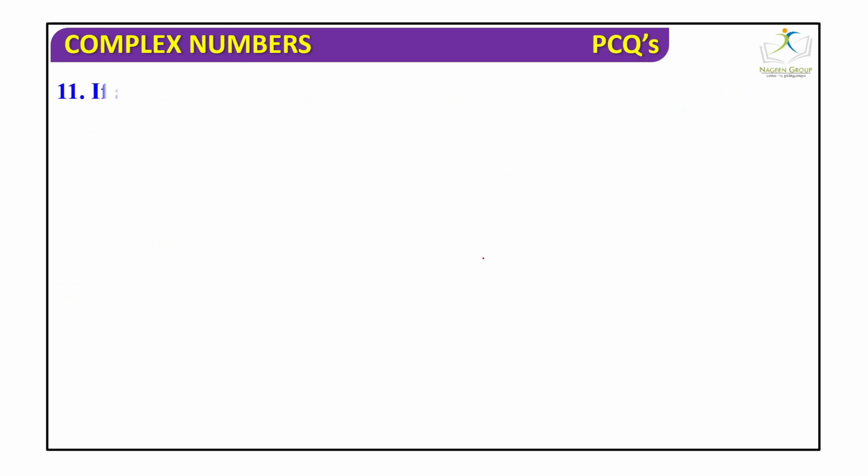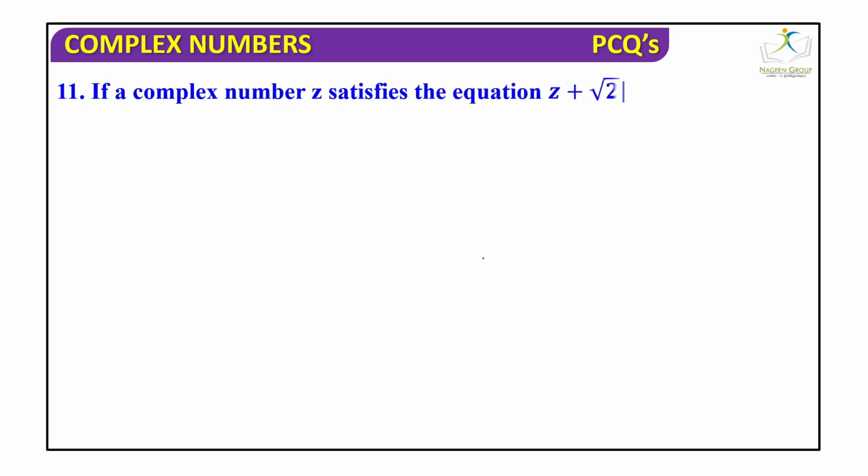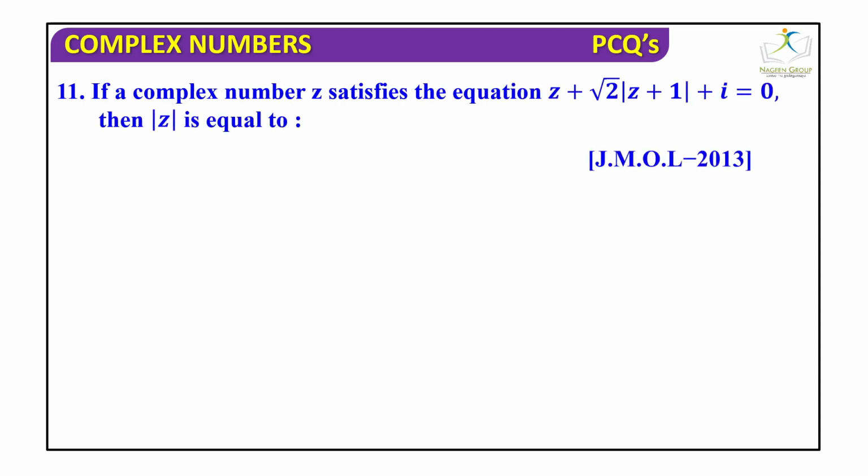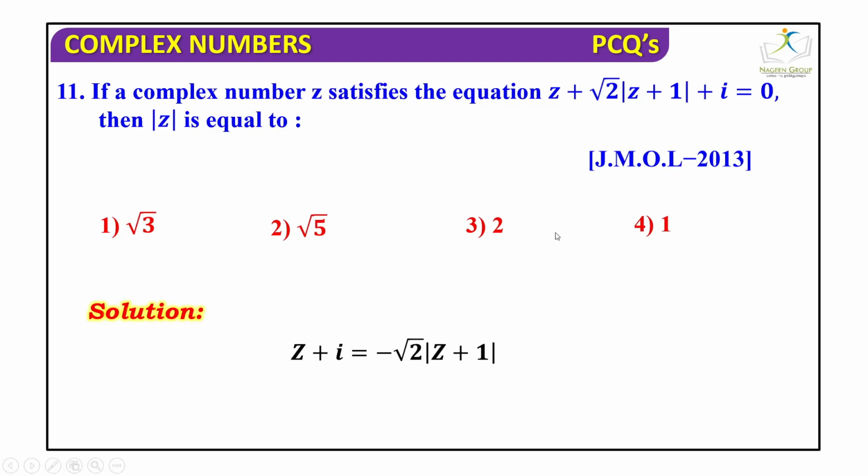Now next is, if a complex number z satisfies the equation z plus under root of 2 into modulus of z plus 1 plus iota equal to 0, then we need to find out the modulus of z. Now from here we have four options. So first of all we take 1 plus z plus iota.